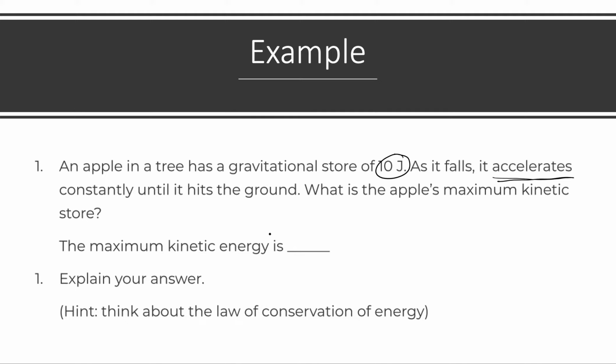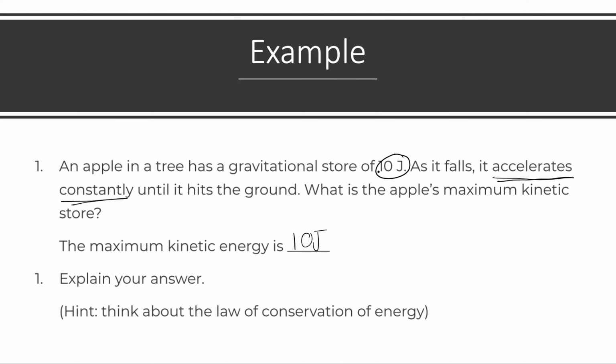So the answer to this would be the same as 10 joules. So it would be 10 joules because the law of conservation of energy doesn't change. This means energy is conserved. It is kept the same. So 10 joules, if it has a gravitational store, it will also have the constant store of 10 joules of kinetic energy, because this word constantly tells us that it's not going to change.